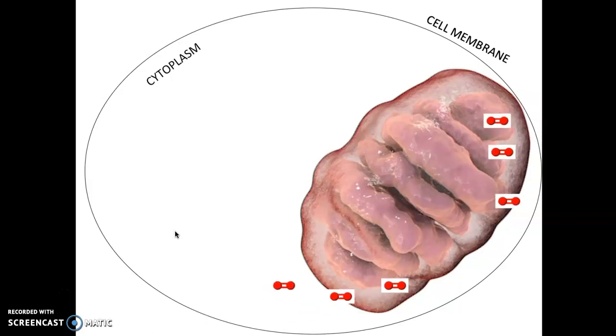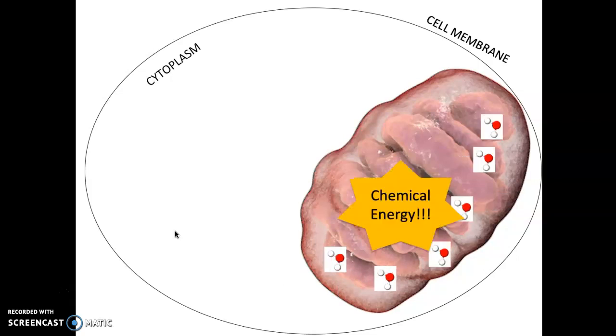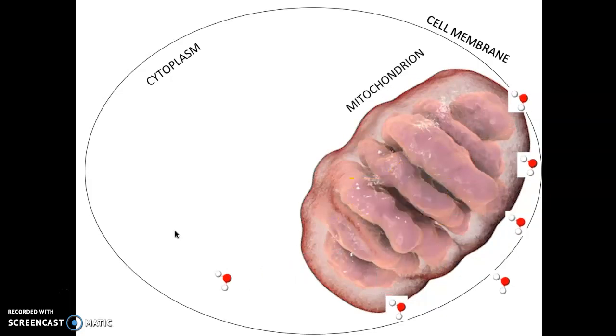Finally, oxygen molecules, which have been transported to the cell by the circulatory system, bond with the hydrogens to form water molecules. Excess water will leave the cell and be transported by the circulatory system to the excretory system, where it will be expelled from the body as urine.